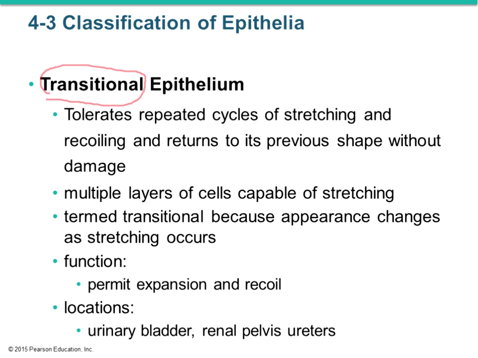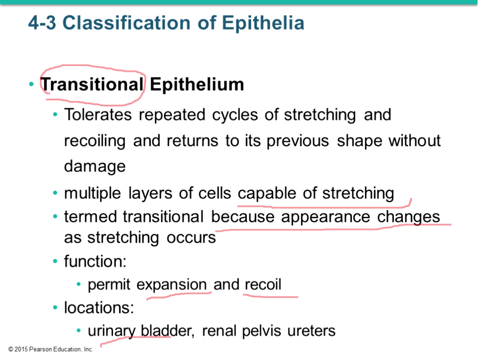Transitional epithelium. Transitional, as the term indicates, means it transitions from one shape to another, and that's exactly what happens. The multiple layers of cells are capable of stretching, right? The term transitional is used because the appearance changes, right? And so basically it allows expansion and recoil.